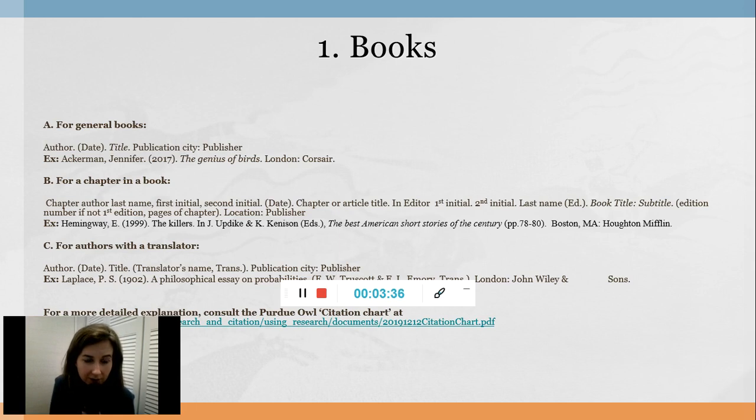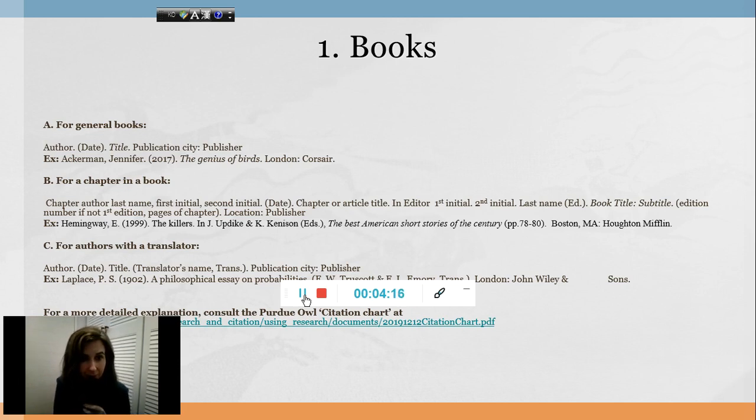First initial, second initial. So if it was Jennifer, it would be J. Date. So just the year is fine. Chapter or article title. Okay. Then editor, first initial, second initial, last name. All right. So you can see all the specifics here. We have book title with a colon, subtitle, edition. Is it the first, second, third?